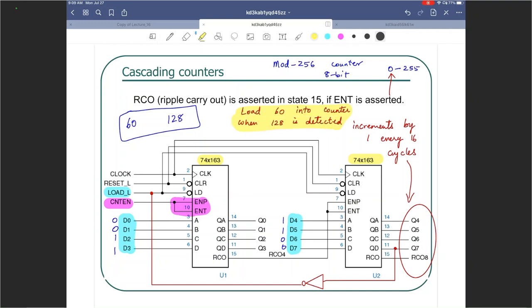For the first method, it will start as soon as you manually input 60 in the first loop. Well, yes. So if you load 60 by making sure that your load underscore L is active, then it will start at 60 and then it will be in that 60 to 128 loop.